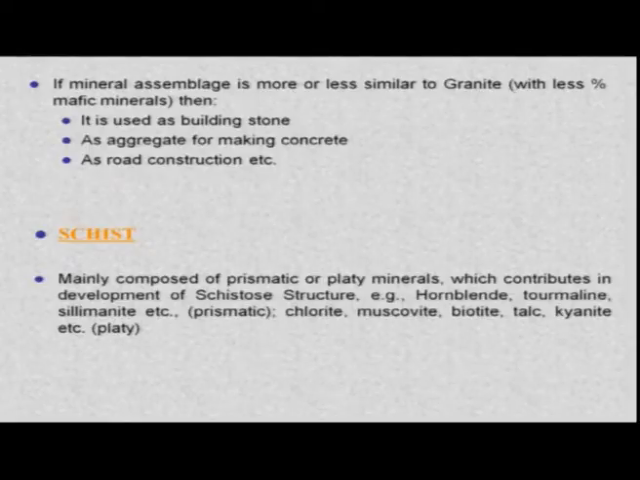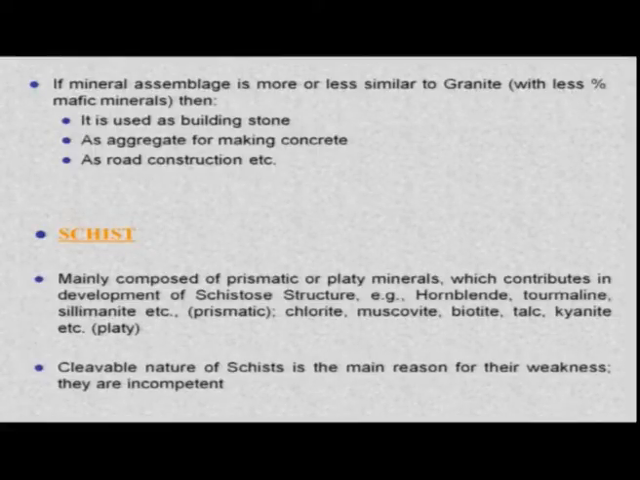mainly composed of prismatic or platy minerals, which contribute to the development of the schistose structure. For example, the minerals are hornblende, tourmaline, sillimanite, and then you are having chlorite, muscovite, biotite, kyanite and all that. So these are platy minerals. The cleavable nature of schist is the main reason for their weakness. They are easily cleavable and hence they are incompetent in nature as compared to the gneiss and slate.